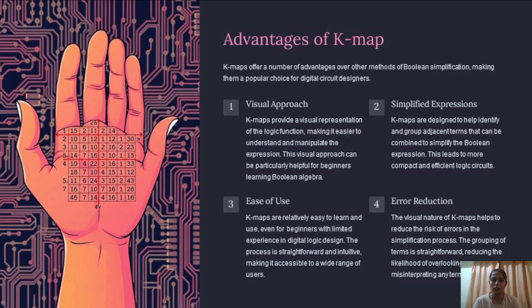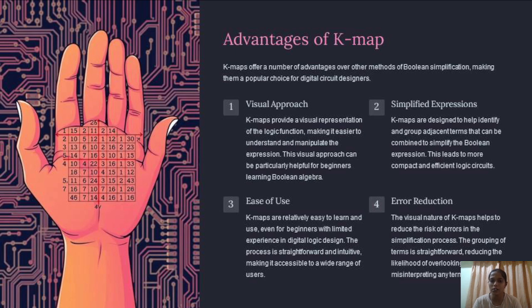Let us see the advantages of a K-map. The first one is the visual approach. K-maps provide a visual representation of the logical function, making it easier to understand and manipulate the expression. This visual approach can be particularly helpful for beginners learning Boolean algebra. The second one is simplified expression. K-maps are designed to help identify and group adjacent terms that can be combined to simplify the Boolean expression. This leads to more compact and efficient logic circuits.